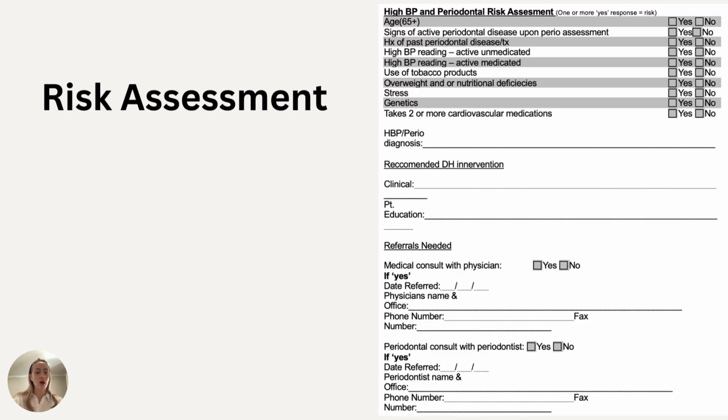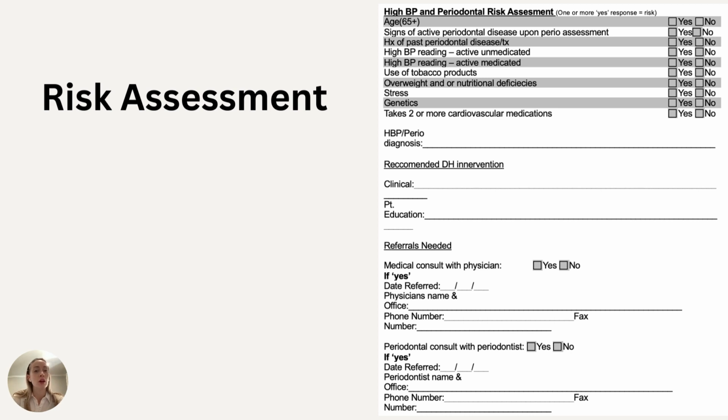Okay, moving on. So this is our risk assessment that I created to kind of go over. It can be included in any kind of dental software, or it can be done on paper. It can be done verbally, anything like that. It can be part of the patient's medical history that they fill out in advance when they come to the office. This does not necessarily have to be filled out at every appointment.